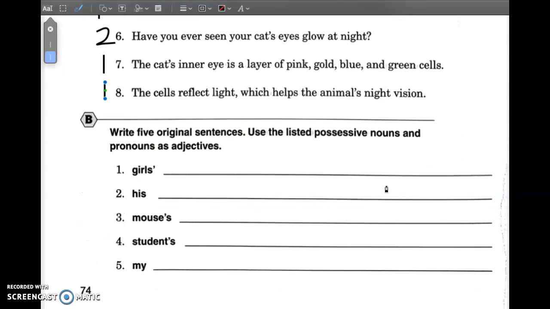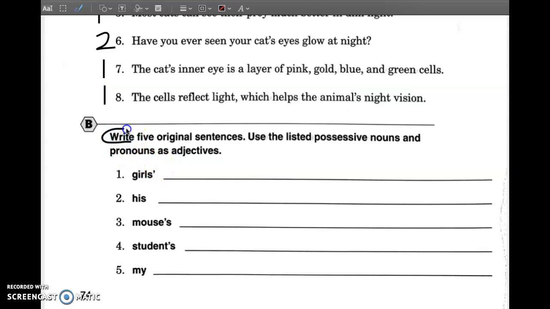In part B, our directions say to write 5 original sentences. And we need to use these possessive nouns and pronouns as adjectives. So, for example, if I were to use the word girls in a sentence and use girls as an adjective, we need to figure out something that the girls own, and it's multiple girls. Notice that the apostrophe is on the outside. So if I hide that apostrophe, I'm left with the word girls, which means that I have more than one. That's a plural noun. So I have a plural possessive noun here.